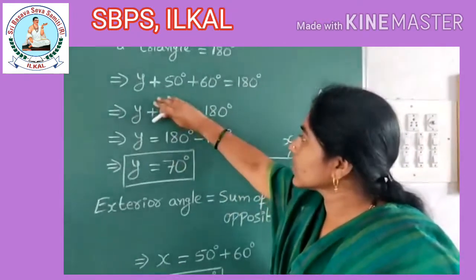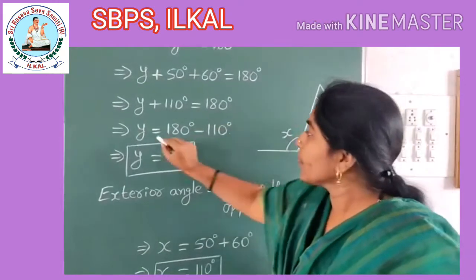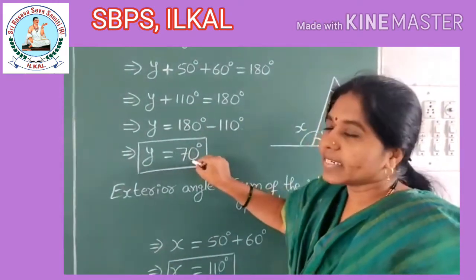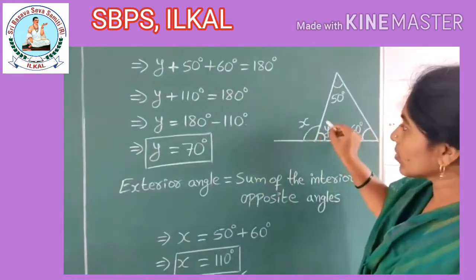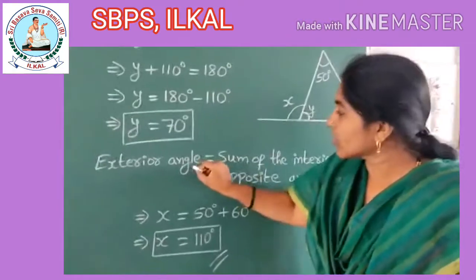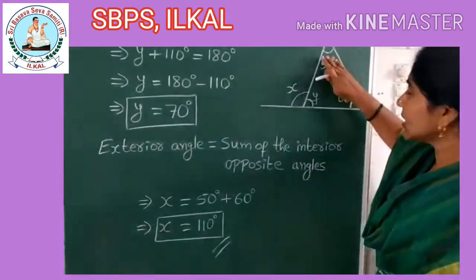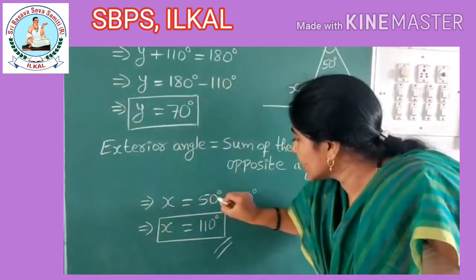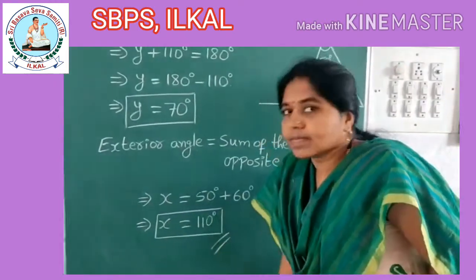y is equal to, transpose 110 to the right hand side, minus 110 degree it will become. y is equal to 180 minus 110 degree, which gives 70 degree. Now you got y is equal to 70 degree. Means y you got, only x you have to find. The exterior angle is equal to the sum of the interior opposite angles. These two are the interior opposite angles, children. Then x is equal to 50 degree plus 60 degree. x is equal to 110 degree.